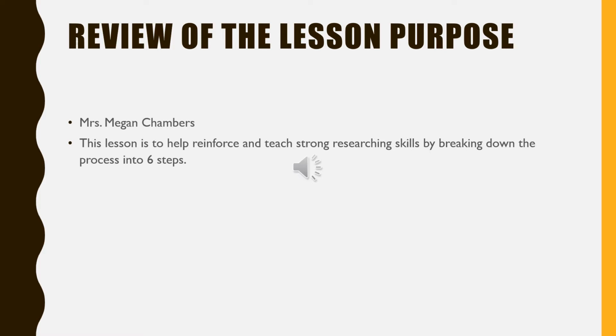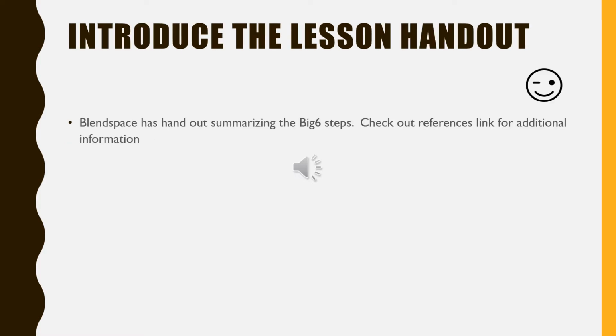This lesson is to help reinforce and teach strong researching skills by breaking down the process into 6 easy steps. On Blindspace, you can find the handout that I have created summarizing the Big 6 steps. You can check out the reference link on that handout for additional information.